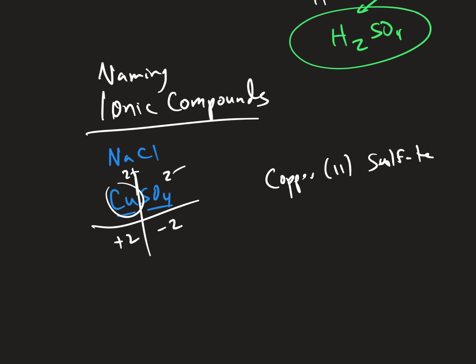You only use Roman numerals for what? Transition metals, and there are 2 other metals besides transition metals: tin and lead, number 50 and number 82. Good? How I remember those is they're in group 4. They're weird, right? They're an exception. So Roman numerals are only for transition metals, the ones in the middle, and tin and lead.